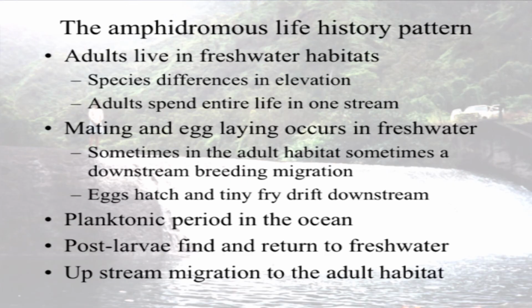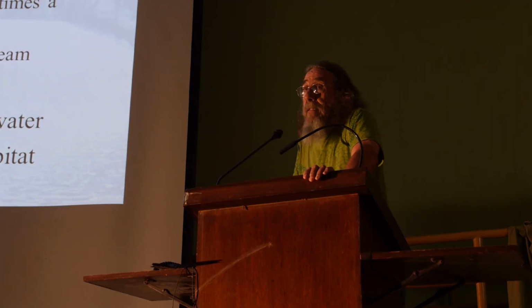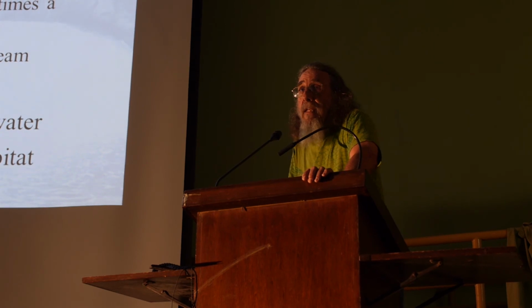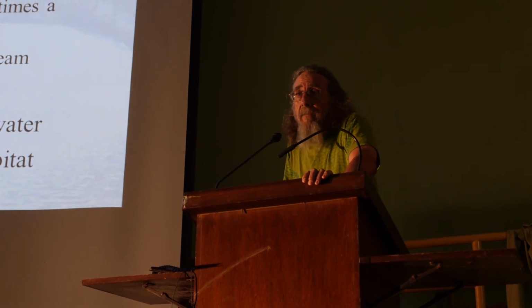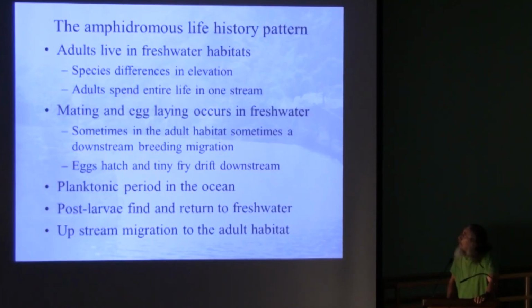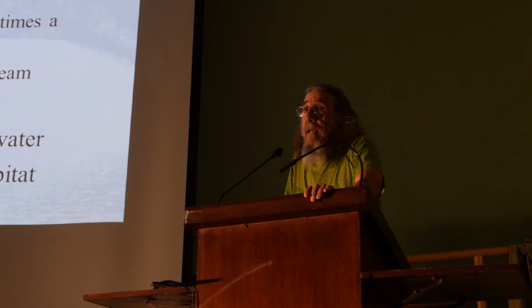Okay, so now you can relax from pictures for a minute. This is again on your handout, so you don't have to write it down. But all of these creatures that I've showed you share the same life history pattern. And the term for it is amphidromous, and the definition is given there. Adults live in the fresh water. There are some differences in elevation, but it's not strict. The adults spend the entire life in a stream.